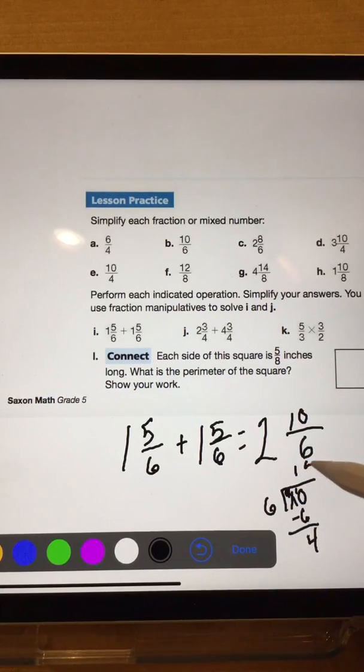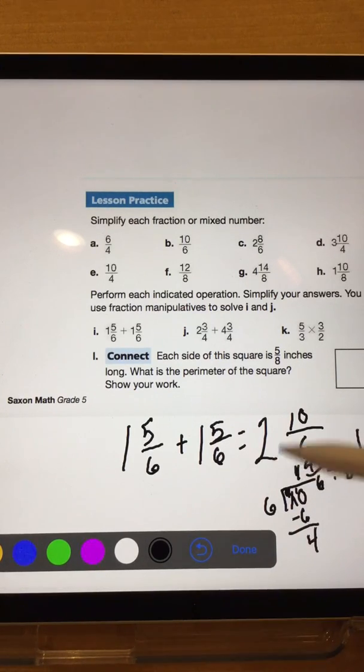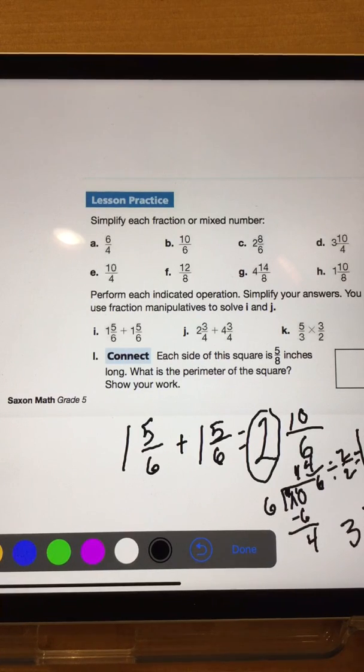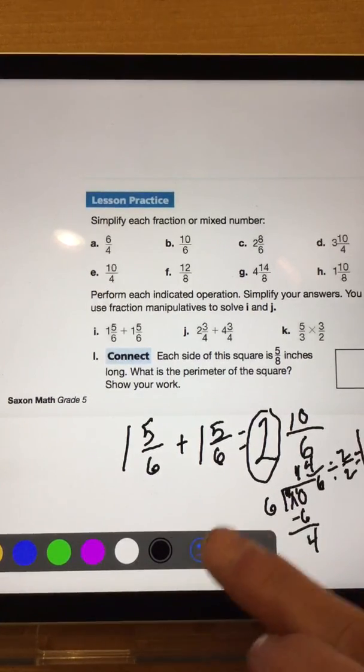and 4 becomes my numerator, 6 becomes my denominator. Now, I need to reduce this fraction, don't I? And I can divide both of these by 2, which seems to be the common number I'm dividing these by today. 4 divided by 2 is 2, 6 divided by 2 is 3. So I have 1 2/3, and I need to add it to my other 2. So 1 plus 2 is 3. My answer should be 3 2/3. 3 2/3. All right.